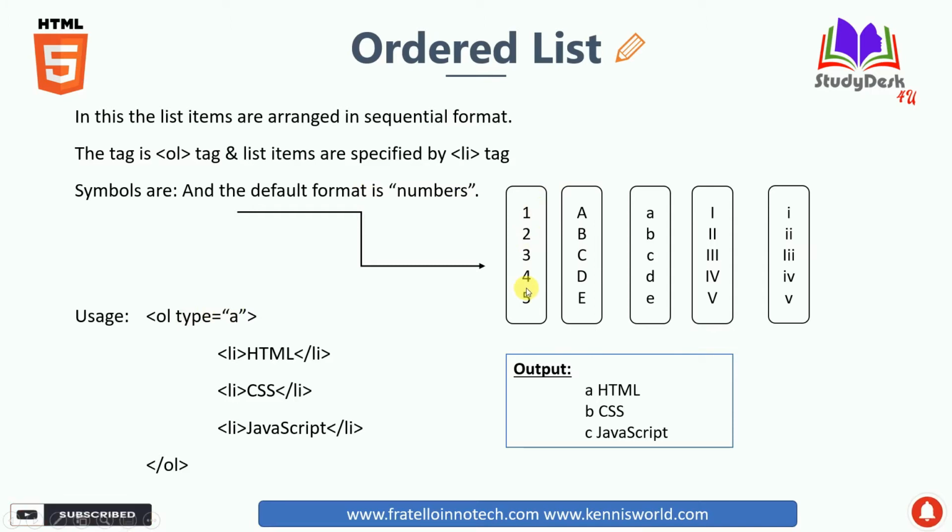Now if you want to mention a different list format, then we can use the type attribute in this OL tag. So here I mentioned small a, so it returns all the items with small characters. If you want capital letters, you can mention capital A within the quotations. Then our list items are displayed by using capital A, capital B, capital C, like that. So this is about ordered list.